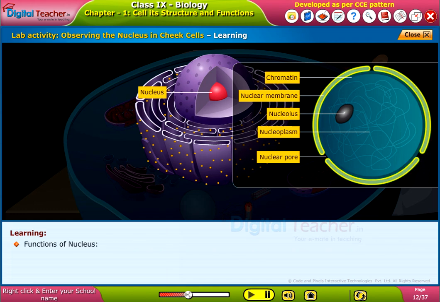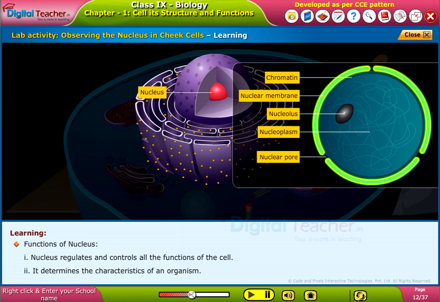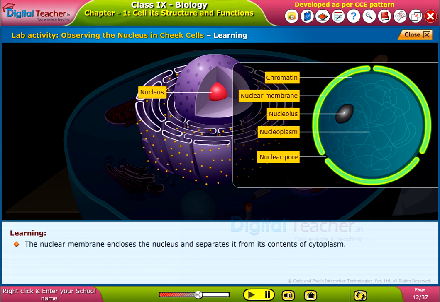Functions of nucleus. Nucleus regulates and controls all the functions of the cell. It determines the characteristics of an organism. It consists of all the genetic information. It is involved in the process of cell division. The nuclear membrane encloses the nucleus and separates it from the contents of cytoplasm. Nuclear membrane is similar to the cell membrane.